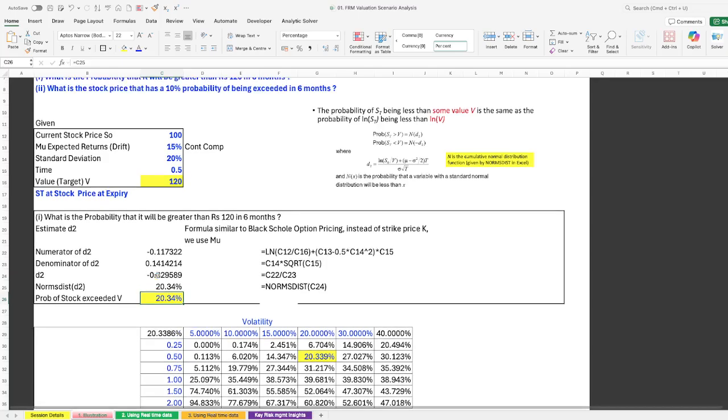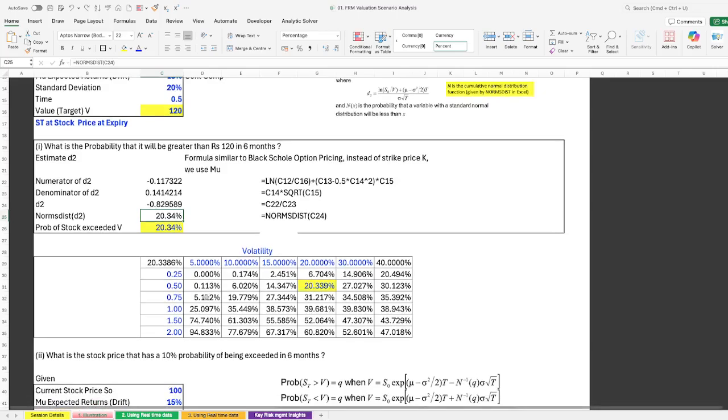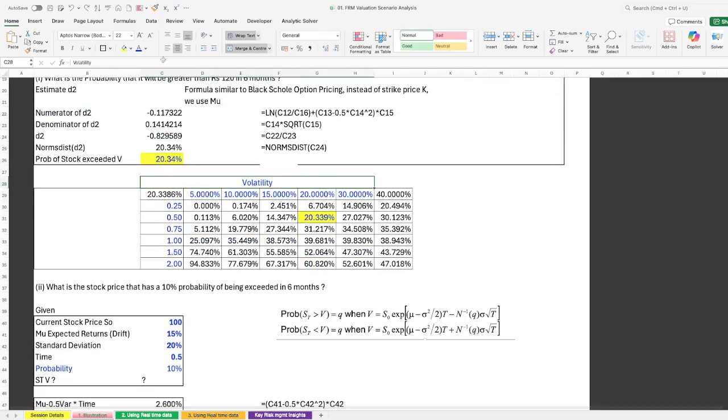Now we can also calculate the probability of ST going below the target. It is the same thing, and instead of calculating NORMSDIST of d2, we calculate NORMSDIST of minus d2. So we only need to modify the NORMSDIST of d2 used for ST going above 120. The probability of ST going below 120 is NORMSDIST of minus d2.